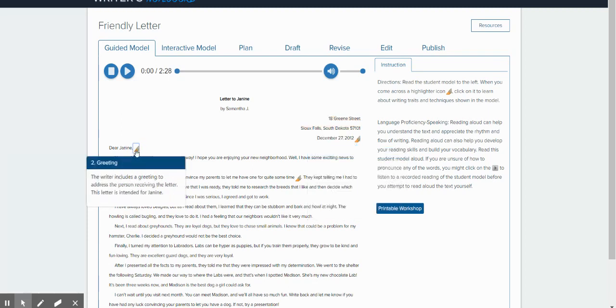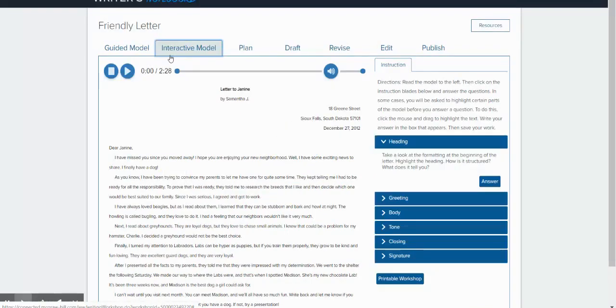Okay, and over here it says, greeting. The writer includes a greeting to address the person receiving the letter. This letter is intended for Janine. Okay, so now let's click on interactive model. And now you have the same one, but you're going to tell me what each thing is for.